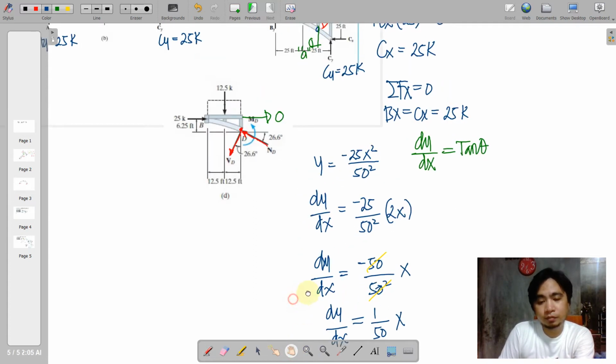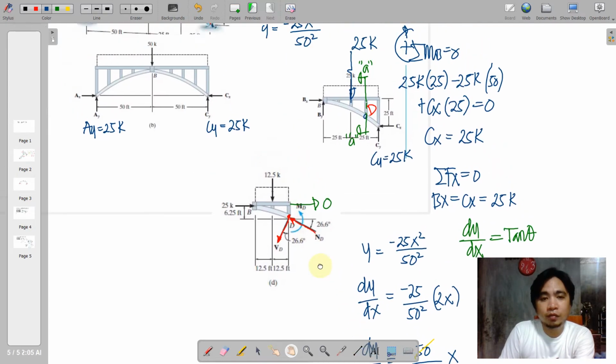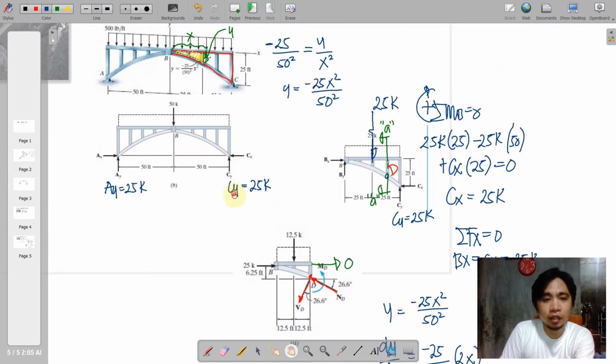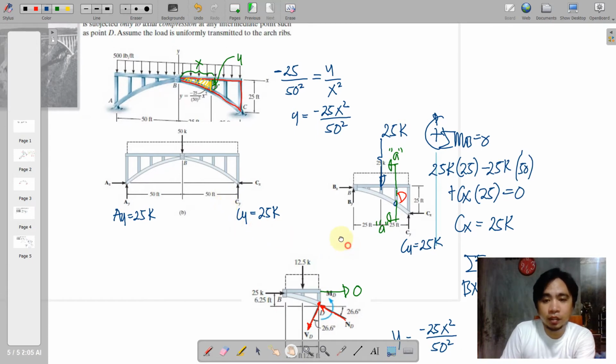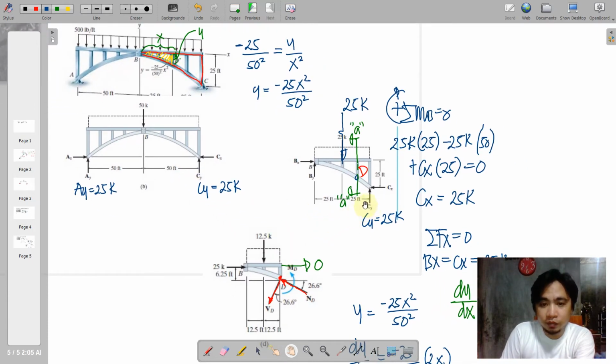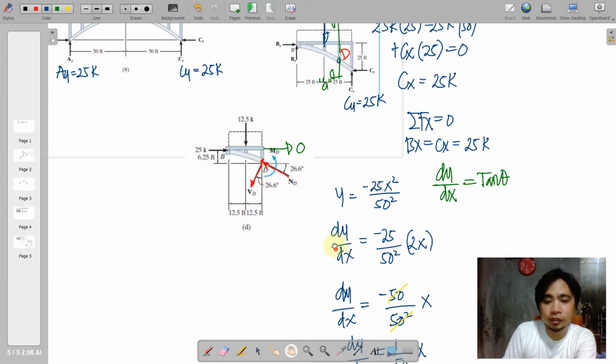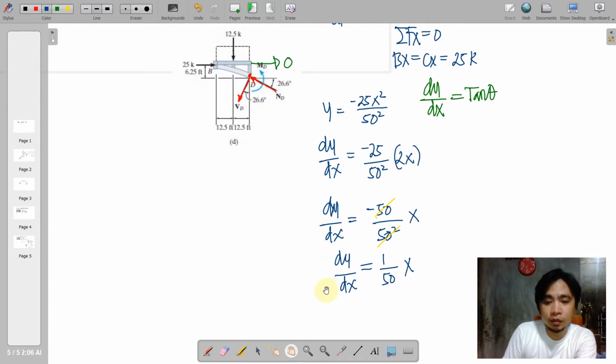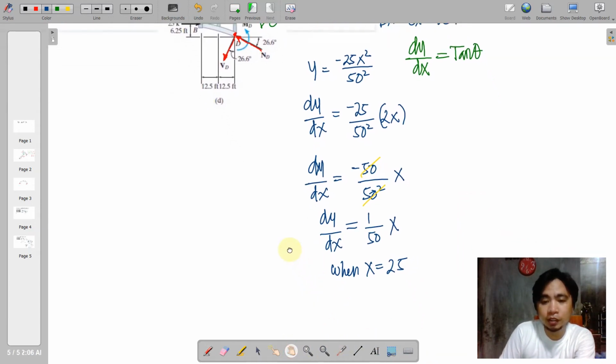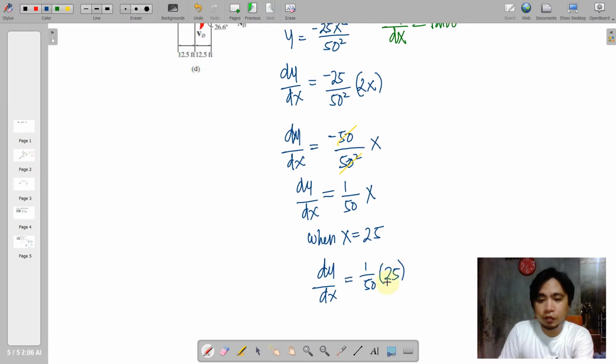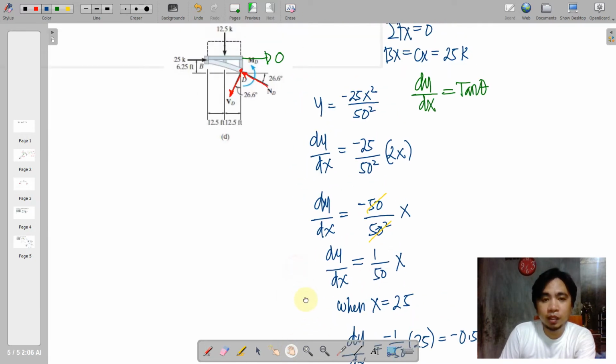So where is D located from your x? D is located 25 feet from C. Actually, that is your reference. We just say here that when x is 25, we have 25 over 50, which is equal to negative 0.5. So we retain the negative there. Anyway, the negative simply indicates that your slope is decreasing.